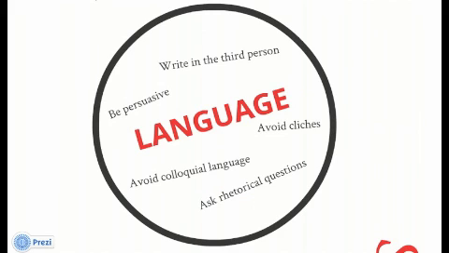If we are going to talk about style, we also need to talk about language. The good essay uses persuasive language. It avoids cliches. It avoids colloquial language such as slang, and asks rhetorical questions. Academic essays are usually written in the third person.